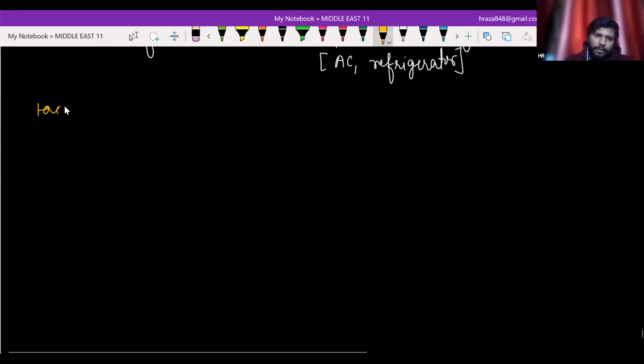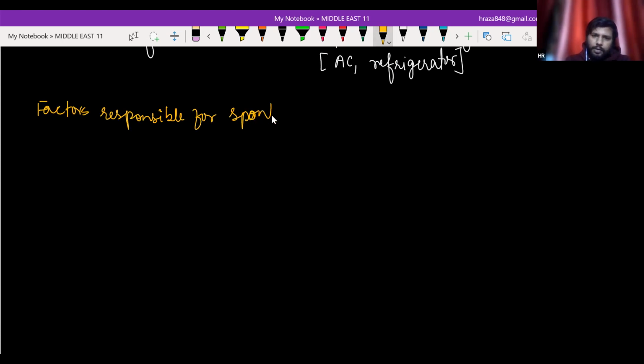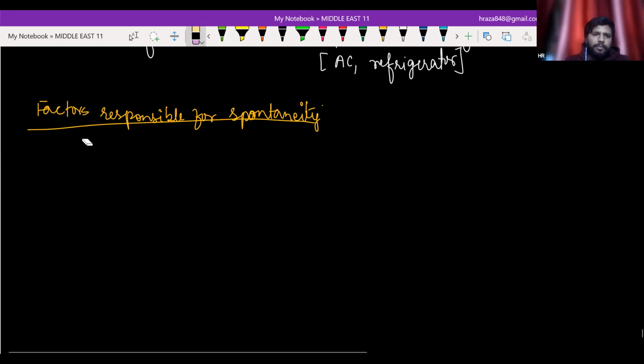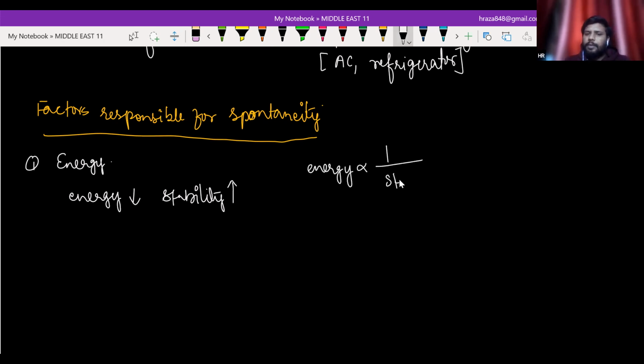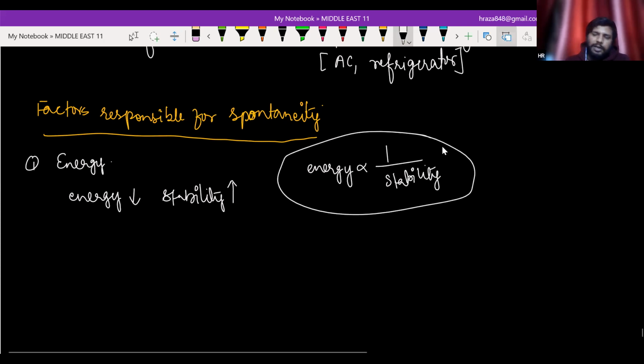Now, write the topic: factors responsible for spontaneity. The first factor is basically energy. So here we are going to write the energy factor. If energy decreases, stability increases. Energy is inversely proportional to stability. A molecule or a substance which has more energy is less stable, or a molecule or substance which has less energy is more stable.